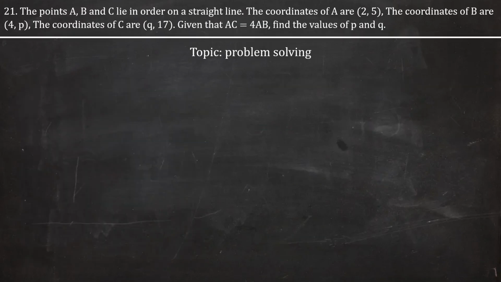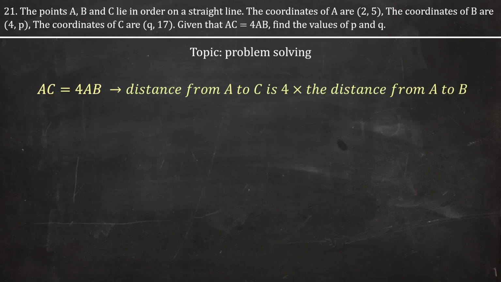And then question 21, it's a problem-solving question. It's not really equation of a line, even though it looks like equation of a line. It's just about reading the question carefully, highlighting things, and working it out. So first, the information that we have is that AC is 4 times AB. So AC is 4 times bigger than AB. So that means that the distance from A to C is 4 times bigger than the distance from A to B.